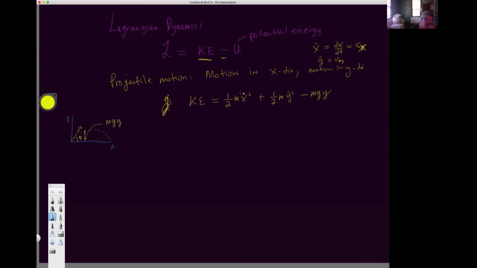Oops, that was just the KE. We need to put the Lagrangian down. Okay, let's put the whole Lagrangian down. L is equal to 1/2 m x dot squared plus 1/2 m y dot squared minus mgy.